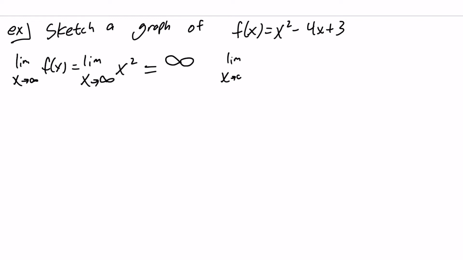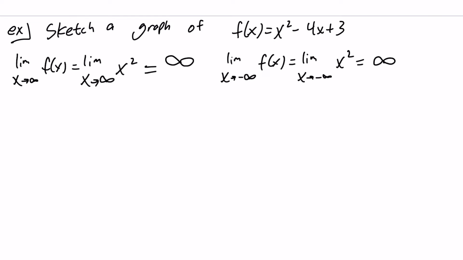And then similarly, the limit as x goes to negative infinity of our function is the same as the limit as x goes to negative infinity of x squared, which is again positive infinity. So we know that the endpoints of the graph are trending upwards. Okay, we'll take that into account later. Now let's find our transition points.